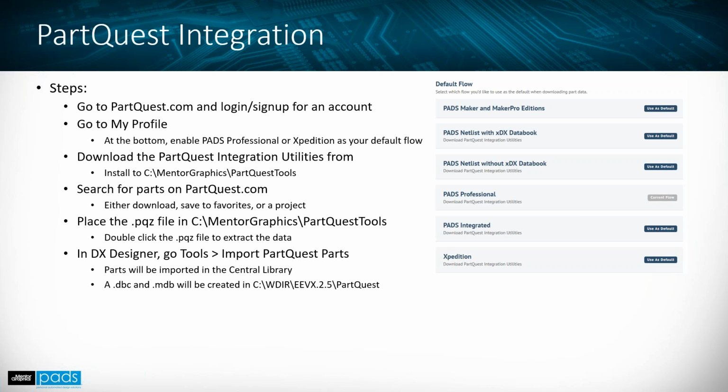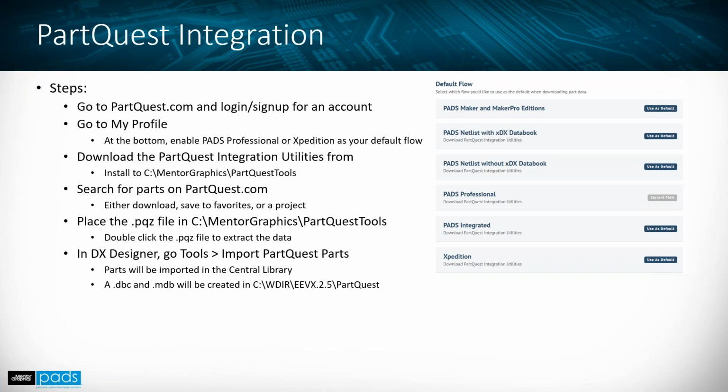Once you have done that, we are going to next download the PartQuest integration utilities. I will show where to download this, and I always recommend downloading it to this location. There are a couple of different locations that we have to be cognizant of in our PartQuest setup, and this is one of them. If we install it to the Mentor Graphics PartQuest tools folder, we will always know where to place our downloaded PartQuest components.